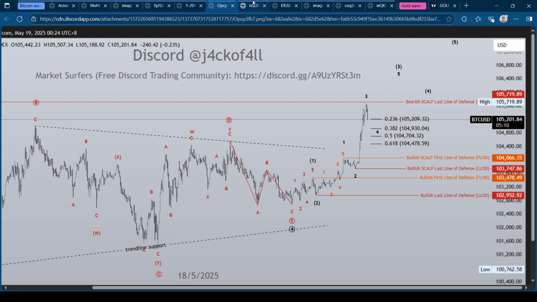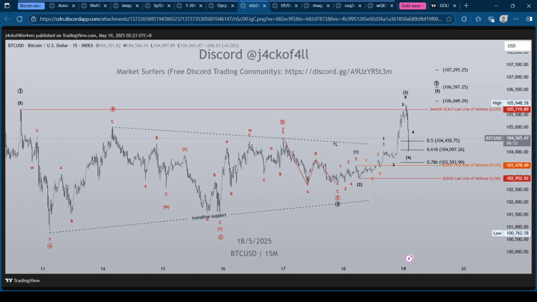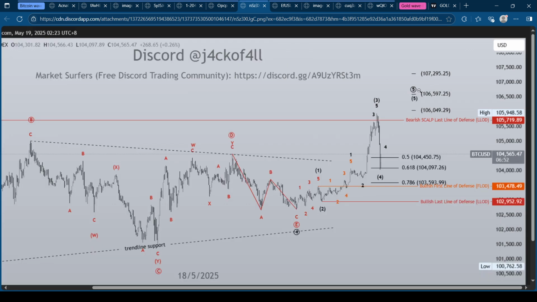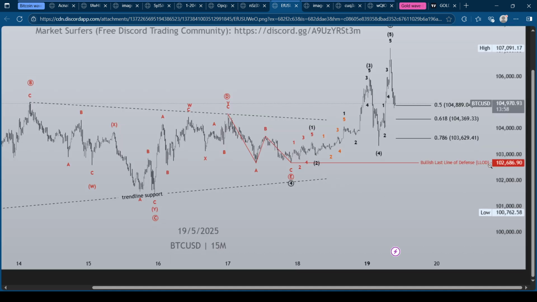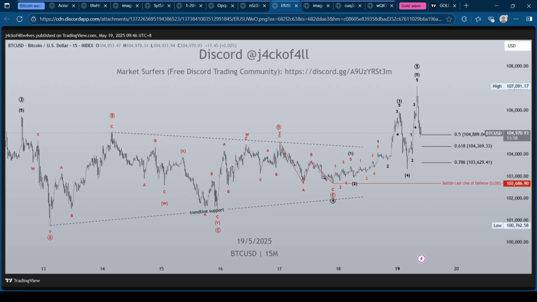So it needs to be completed. We have here, after the breakout, a retest, and then it continued to go up. So from parenthesis wave 4, it went up to the parenthesis wave 5, and to the encircled wave 5. And then after this, I realized that the bullish last line of defense will be this particular price, 102,686.90.